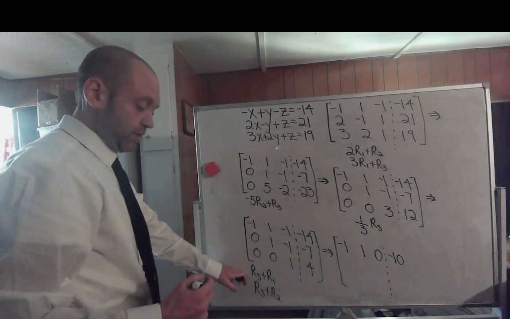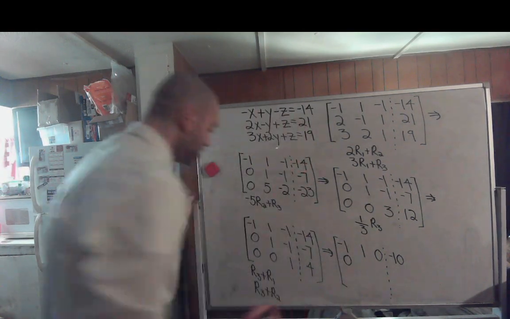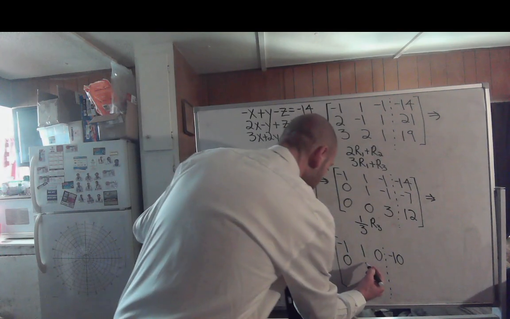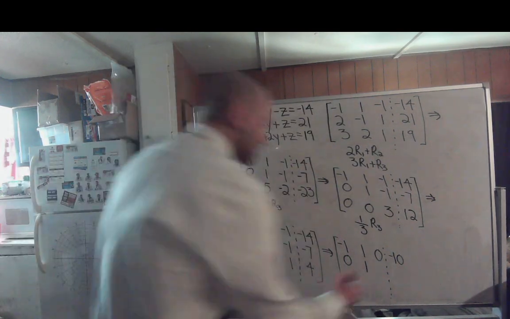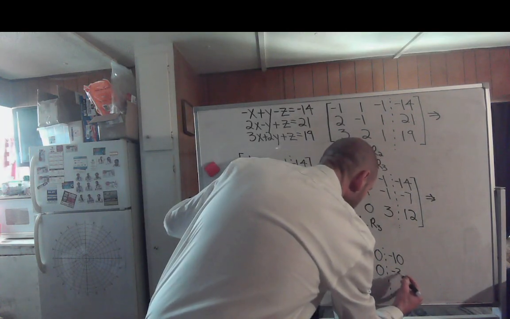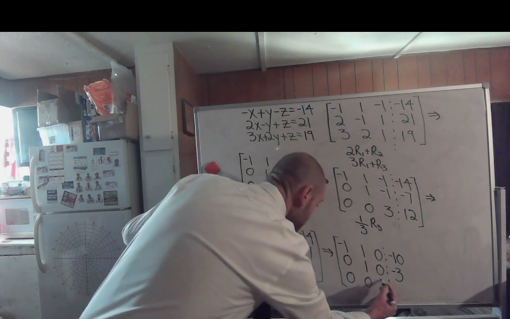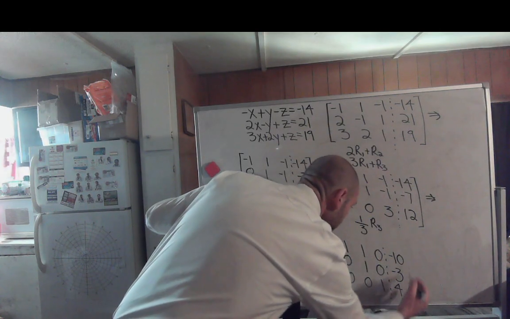Now let's deal between rows 3 and 2. 0 plus 0 is also 0. 0 plus 1 is 1. 1 minus 1 is 0. 4 minus 7 is negative 3. And then we have row 3, which is already reduced. 0, 0, 1, and 4.